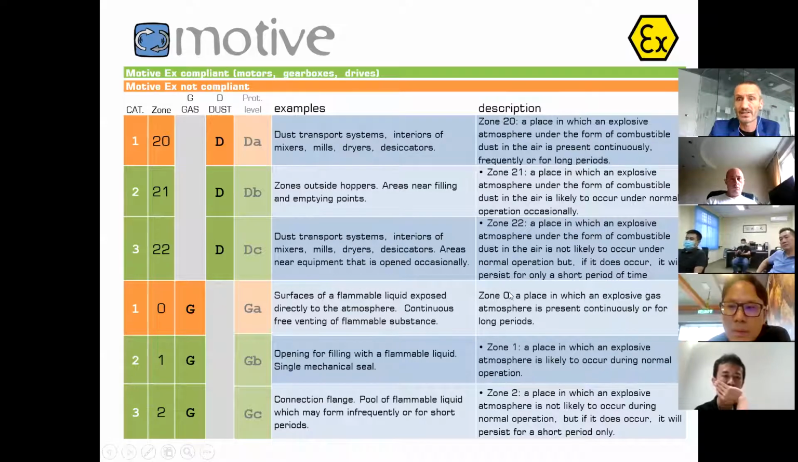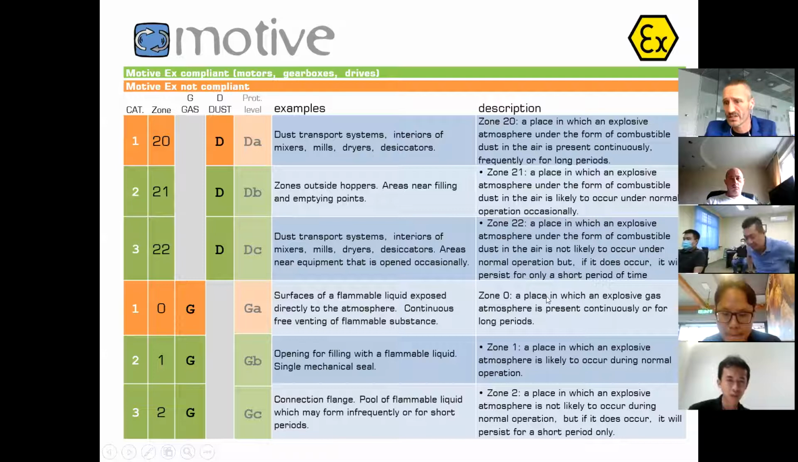Here you can see once again the description and some examples. Since we don't have a long time, I will leave the examples for you to read. After that, we will make the webinar when I will send you these slides.